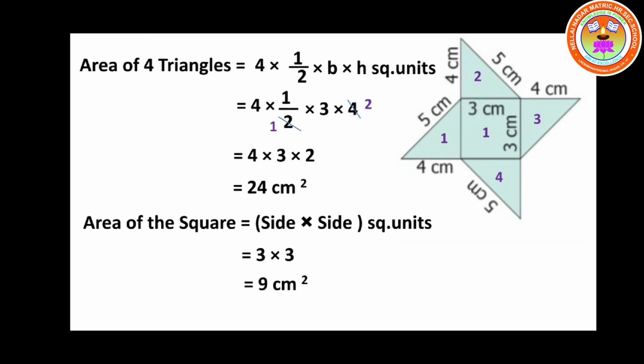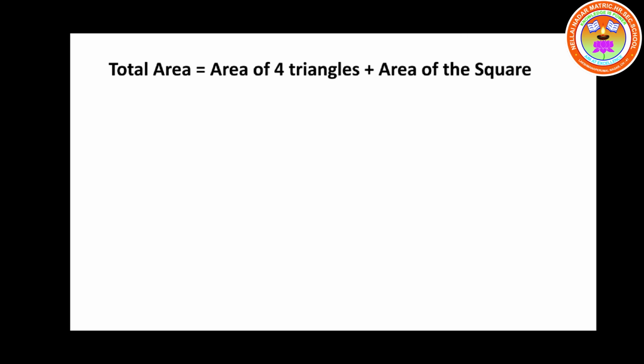Okay, now in the question they ask you to find the total area. So we found separately area of 4 triangle and area of the square. Now let us find the total area.